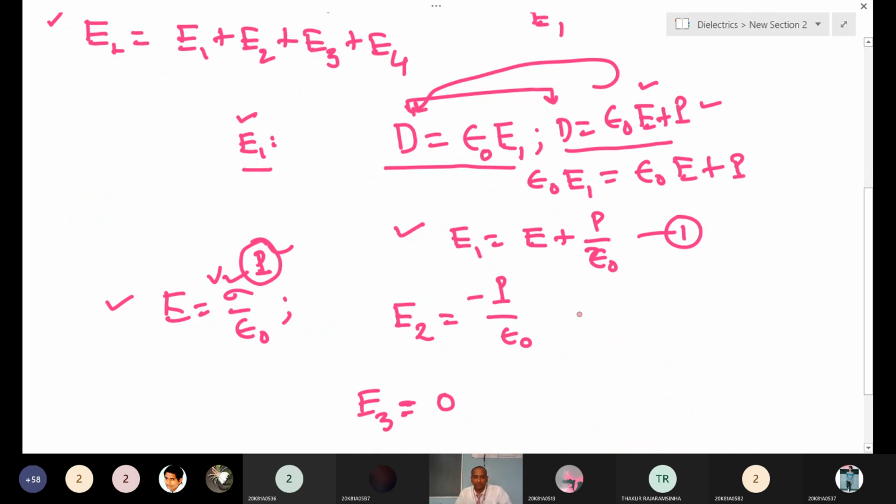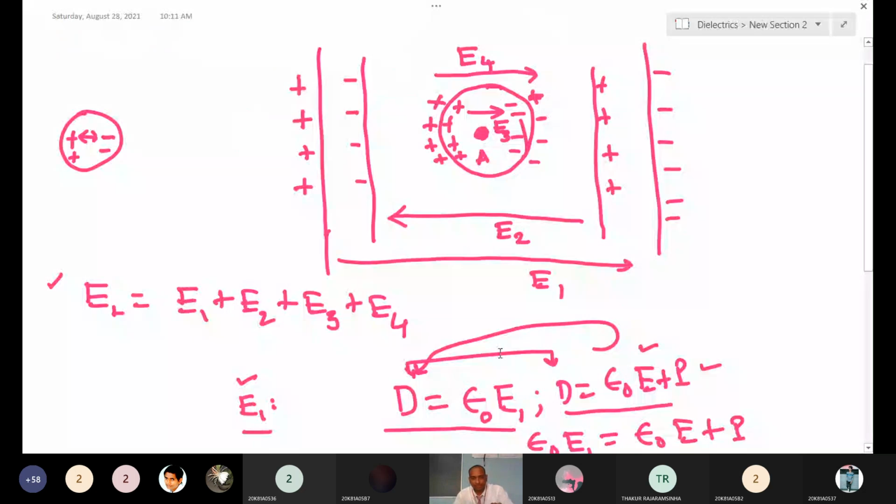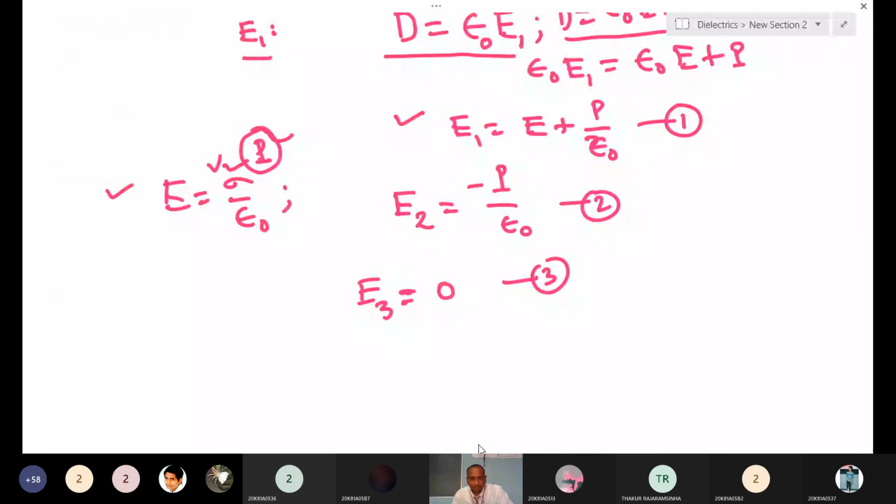Now we have estimated these three, E1, E2 and E3. Our job now is to estimate the most important one, E4. That is a little bit difficult, but it is easy. So up to now, is it clear to you guys? Any doubts here? Up to now, any doubt you can ask. Otherwise, we will estimate the E4 value. It is very simple.